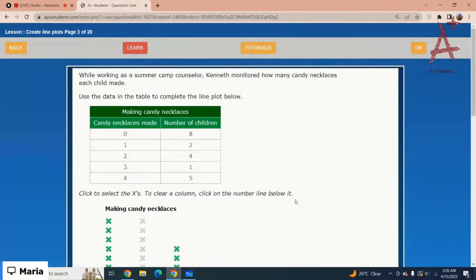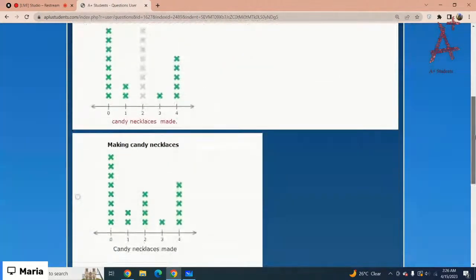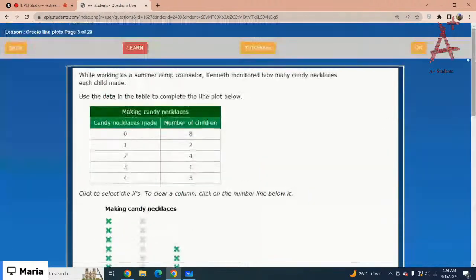Okay, the next one is, by working as a summer camp counselor, Kenneth monitored how many candy necklaces each child made. Use the data in the table to complete the line plot below. Got it? So here is the table. The values are 8, 2, 4, 1, 5. I just count the smaller values. So here 2, 4, 1. So option number one is the correct option.